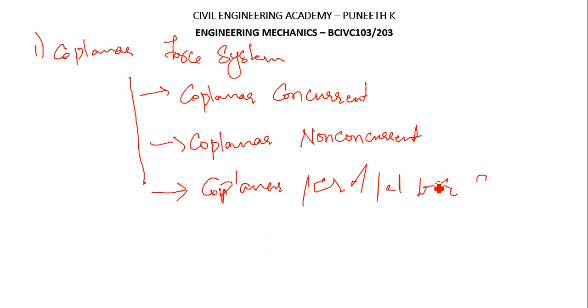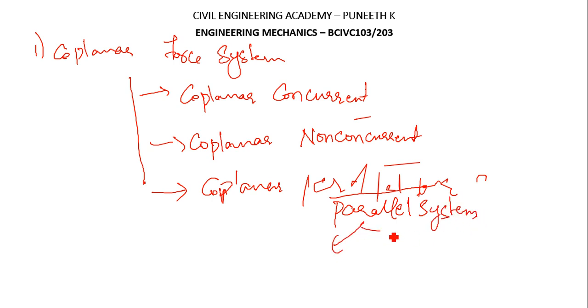So these are the three different categories, starting with the second one, which is coplanar. The third one is the coplanar parallel system. Under coplanar parallel, we have two subcategories: one is like and the other one is unlike. Each category has to be classified with a perfect diagram.